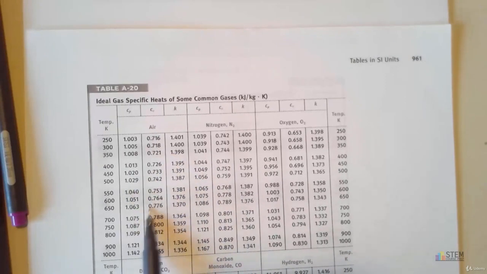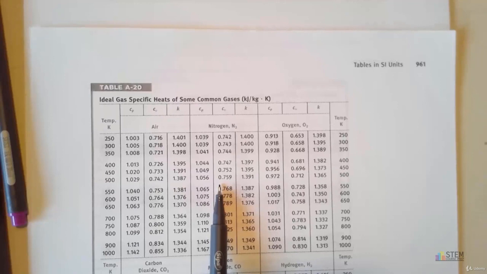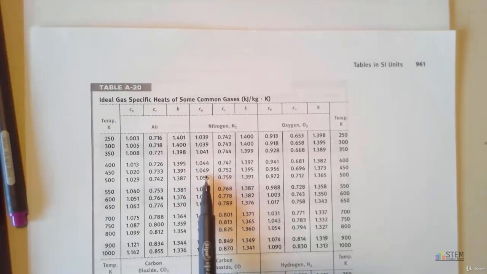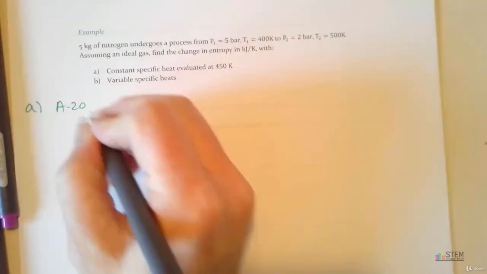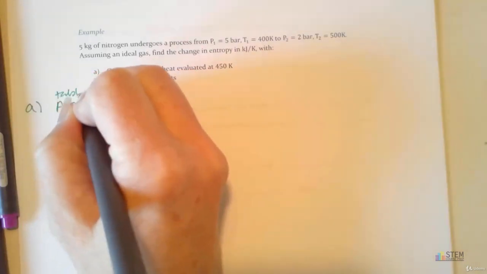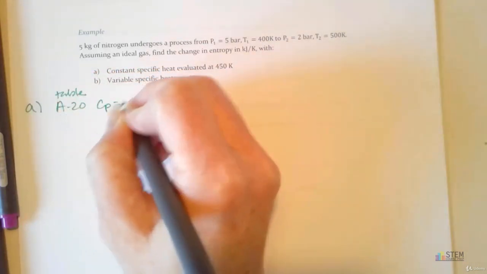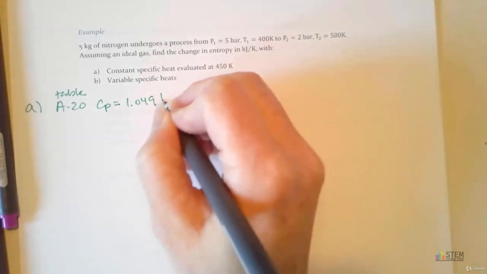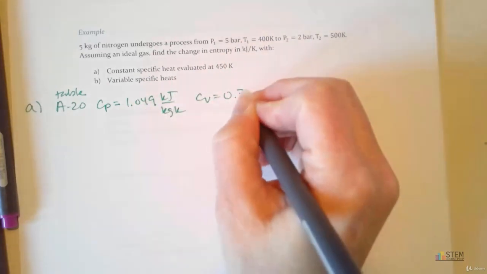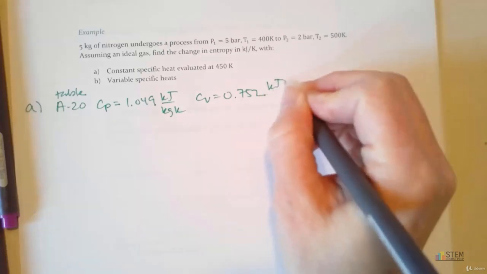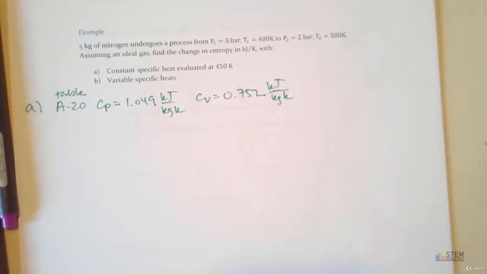Actually, not those, that's air. Let's actually use the right substance, which means we'll be over here. All right, so 1.049 and 0.752. So table A20, CP is 1.049 kilojoule per kilogram Kelvin. CV is 0.752 kilojoule per kilogram Kelvin.